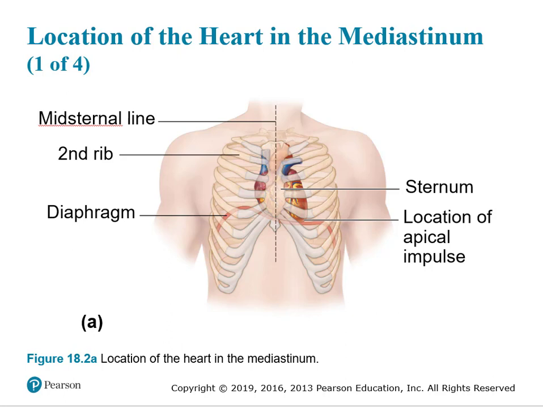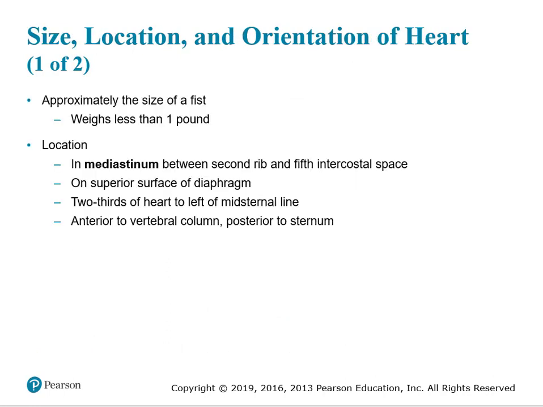So technically it is at the mid-clavicular line. If you look at that, this is your mid-clavicular line right here. That's where the heart ends, at the fifth intercostal space right here. And then on top, you have the second rib or the second intercostal space. So that's basically where it is located, and the heart is tilted mostly towards the left side.